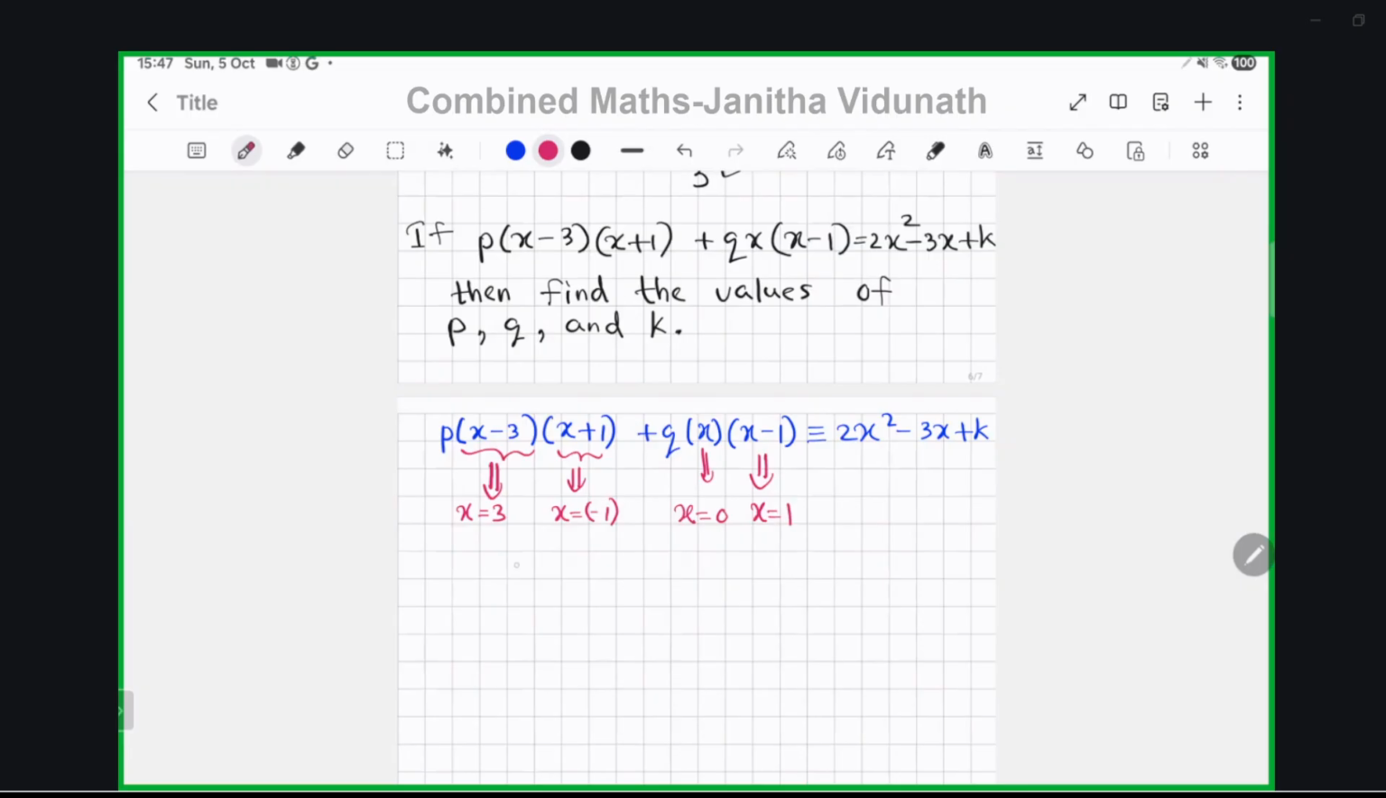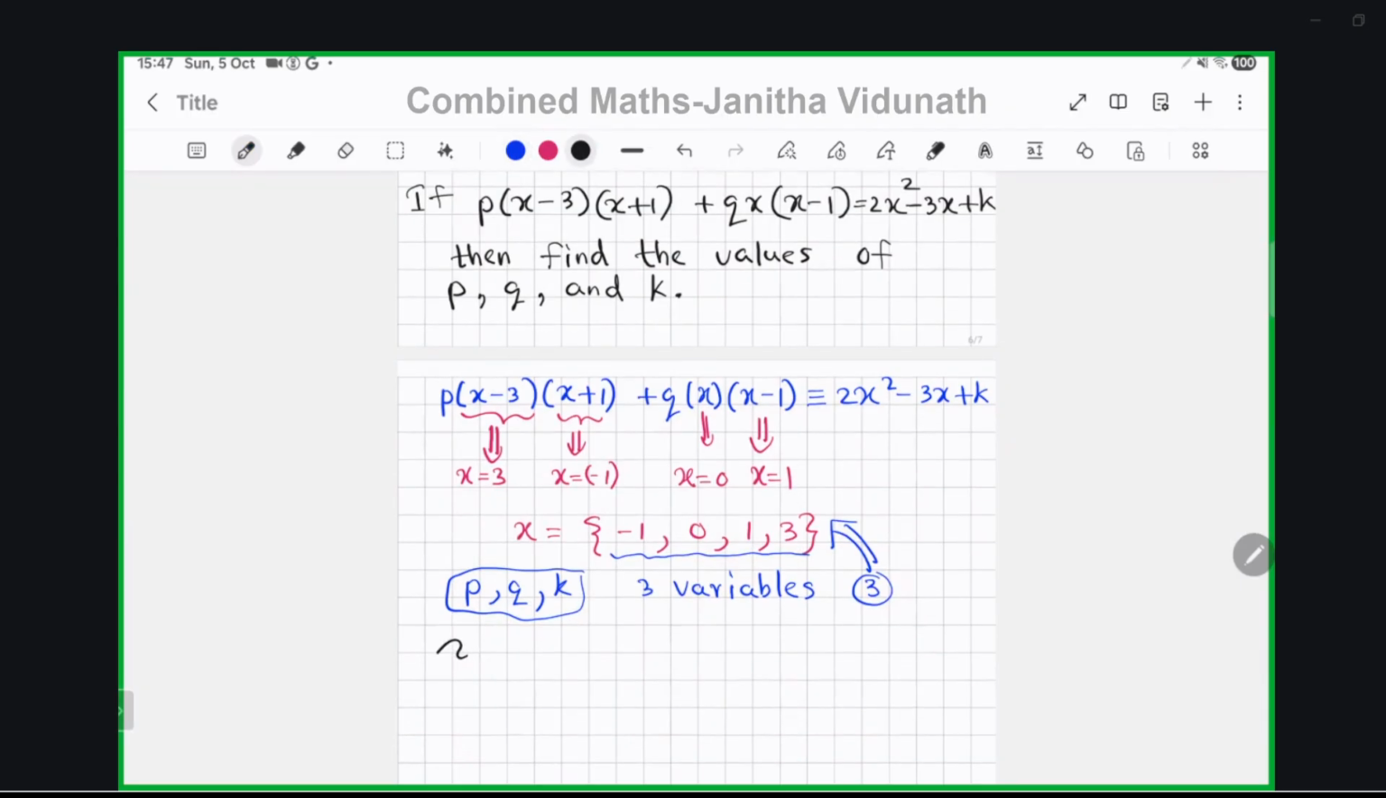Now we can choose values either minus 1 or 0 or 1 or 3 to cancel some variables from P, Q and K. Okay. Now we need to find values for P, Q and K. That means we have 3 variables. That means we need to get 3 numbers from those values minus 1, 0, 1 and 3.